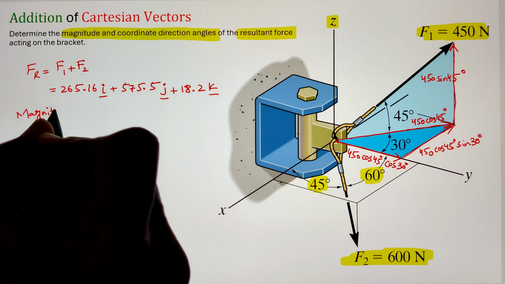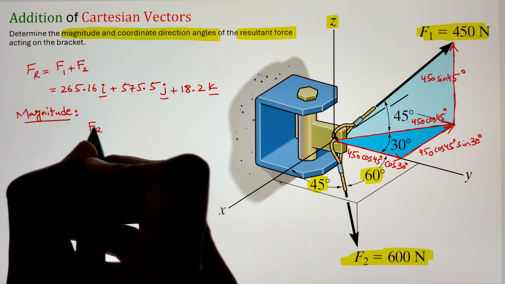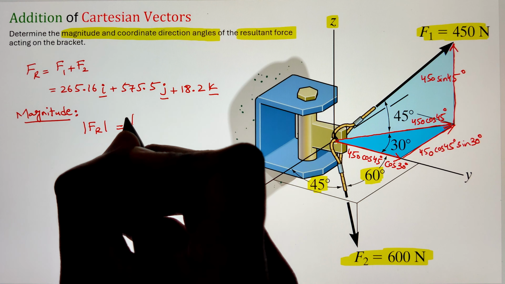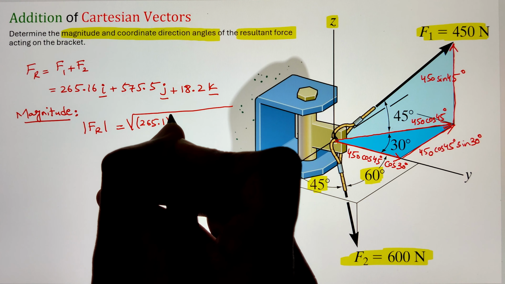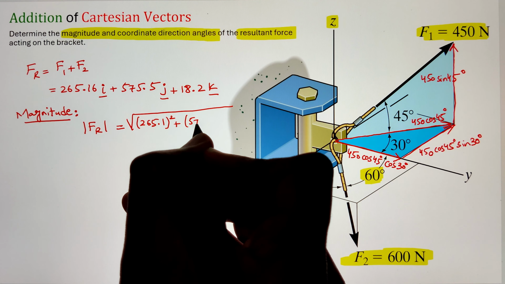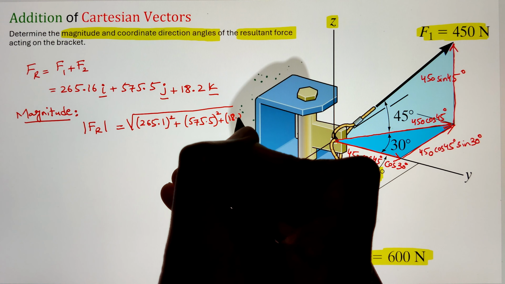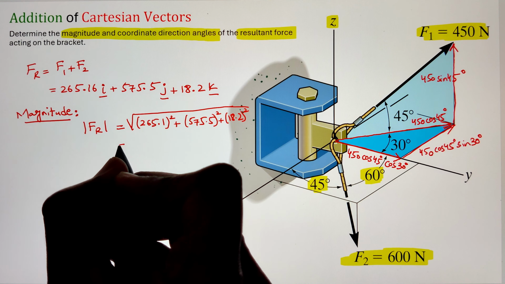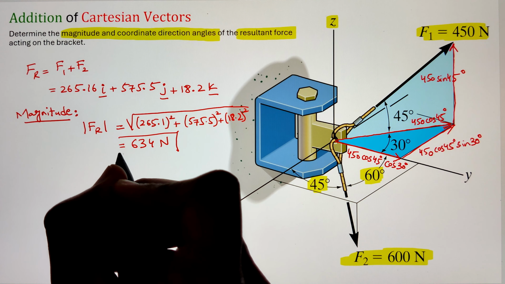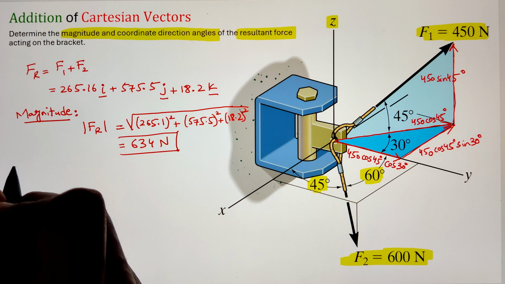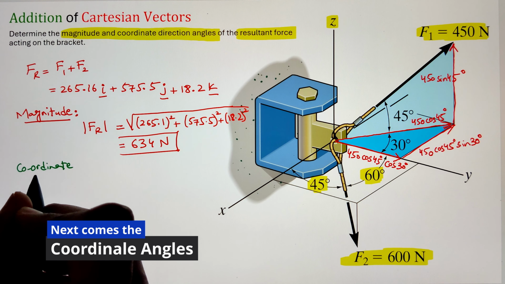Now, once we have this resultant force represented in terms of Cartesian vector, here we are looking for the magnitude of this force. So squaring all of these individual terms and adding them together, then taking the square root, will give us the magnitude. So the magnitude of the resultant force will be represented as the square root of 265 squared plus 575 squared plus 18.2 squared, and this is coming as 634 newtons.